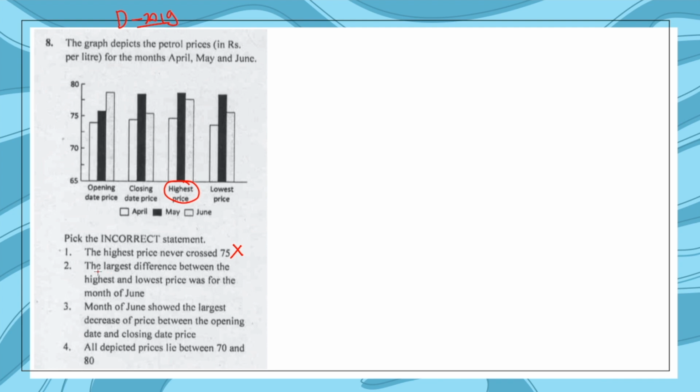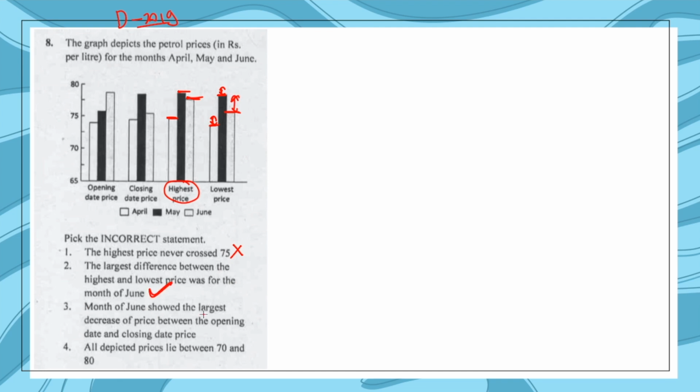Statement 2 says that the largest difference between the highest and lowest price was for the month of June. So if we look at the difference between the highest price and lowest price, this is the highest price, this is the lowest price, so the difference is somewhat this much, whereas the highest and lowest price for May is this, so the difference is very small, and again the difference for April is also less. So the highest is for June. So this statement is correct.